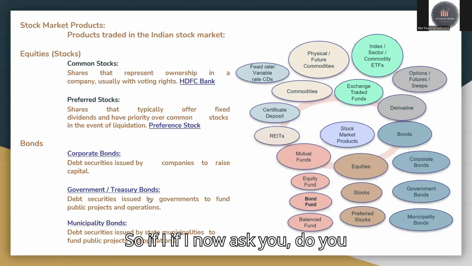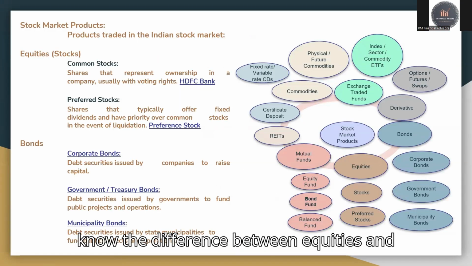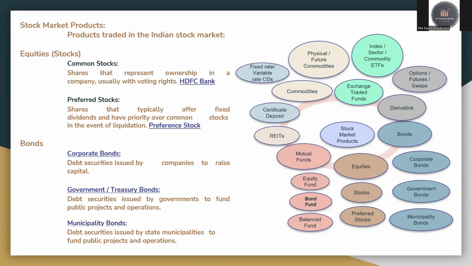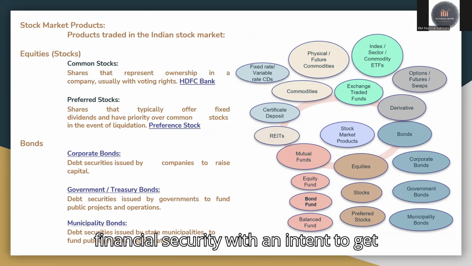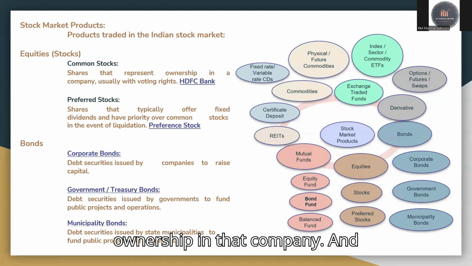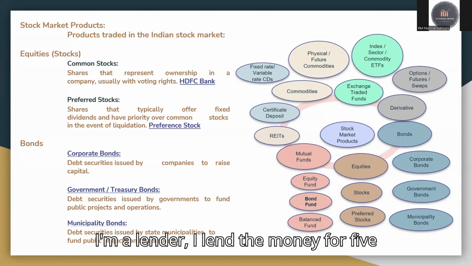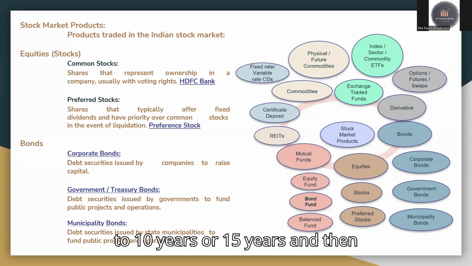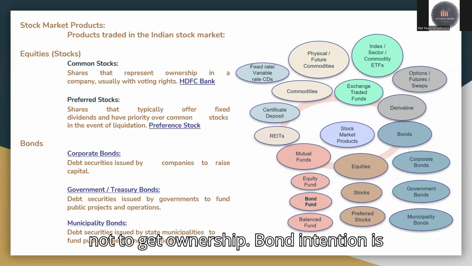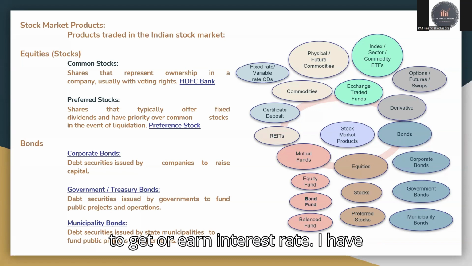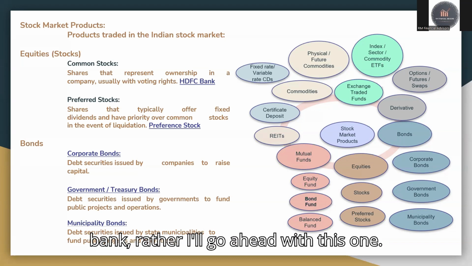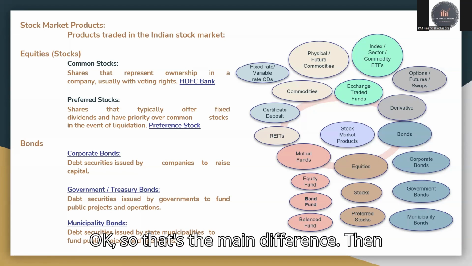So if I now ask you, do you know the difference between equities and bonds? The answer is yes, we should know. A stock is when I buy a financial security with the intent to get ownership in that company. And when I buy a bond, I just lend the money. I am a lender. I lend the money for 5 to 10 or 15 years, and then I earn good, reasonable interest on that. So that's the main difference. The bond intention is not to get ownership. The bond intention is to earn interest. I have money. I don't want to keep it in my bank. Rather, I'll go ahead with this one.